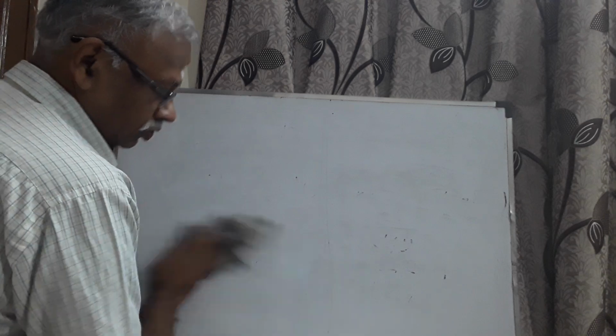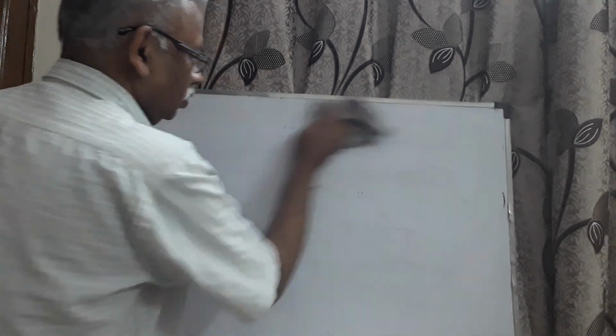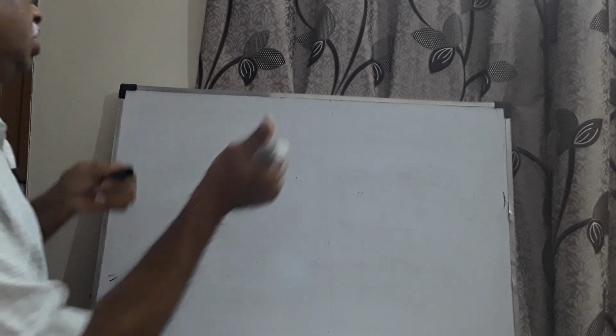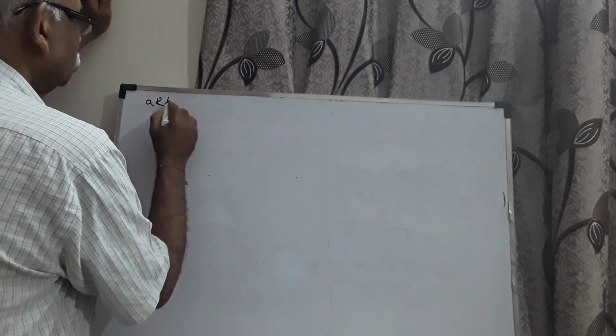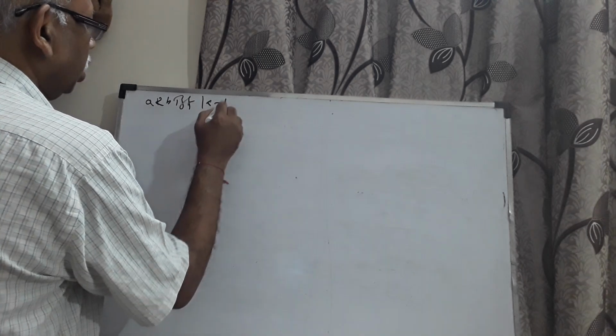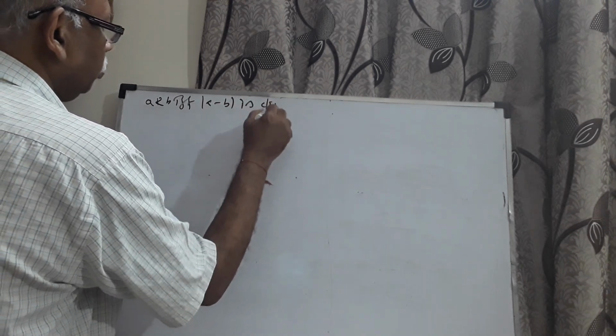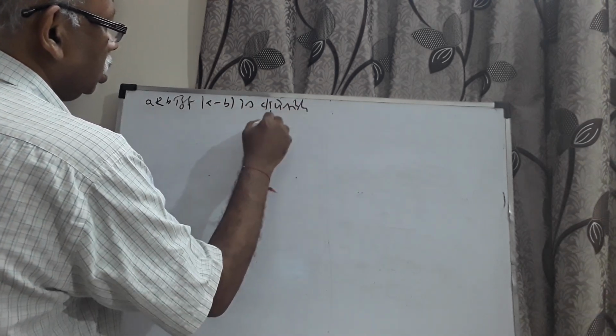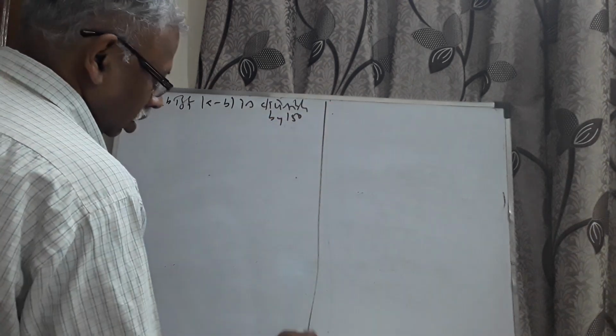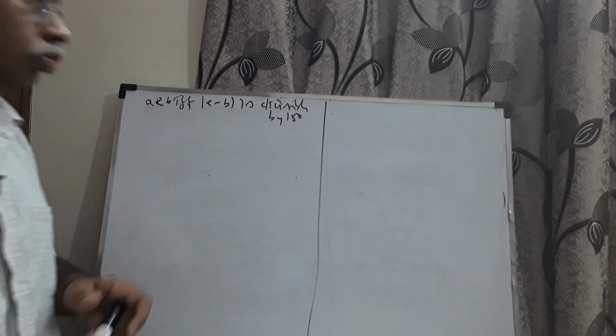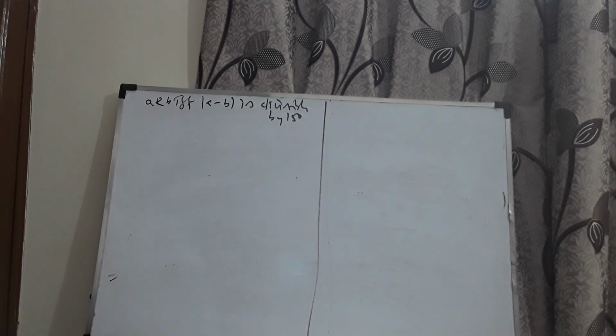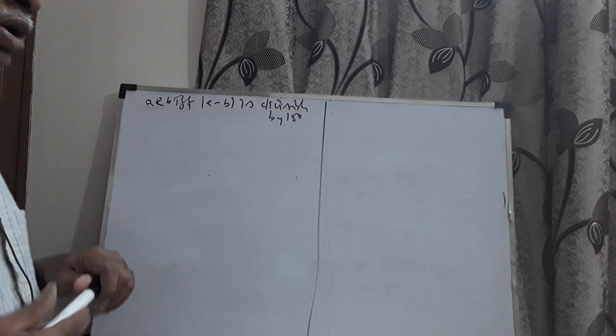A is equal to the set of integers. Then the relation R on A is such that (a, b) is in R if and only if mod a minus b is divisible by 150. Of course, show that R is an equivalence relation, and also find the elements to which 0 is related.